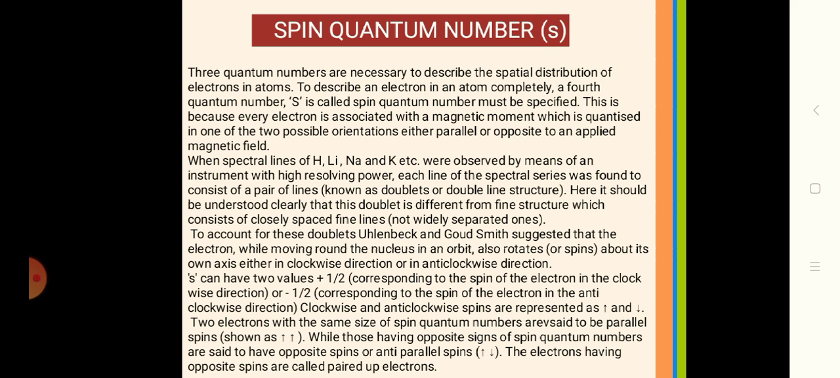Two electrons with the same sign of spin quantum numbers are said to be parallel spins, shown as upwards arrow mark and upwards arrow mark, while those with opposite signs of spin quantum numbers are said to have opposite spins or anti-parallel spins, upwards arrow mark and downwards arrow mark. The electrons having opposite signs are called paired up electrons.